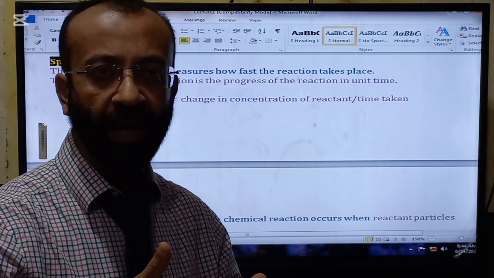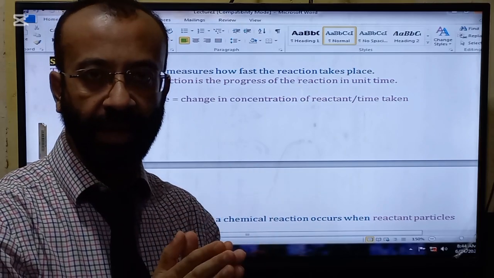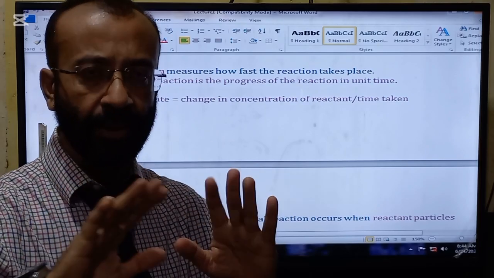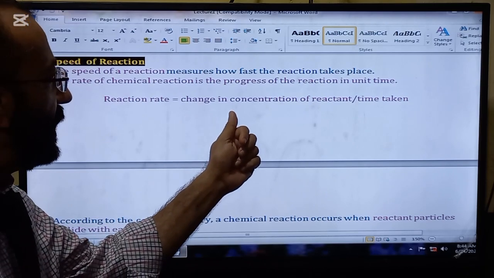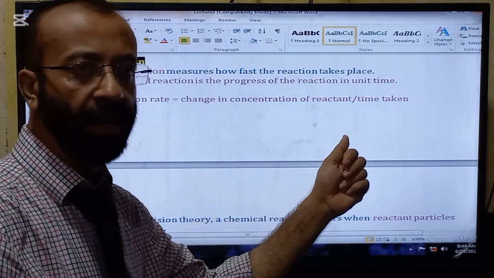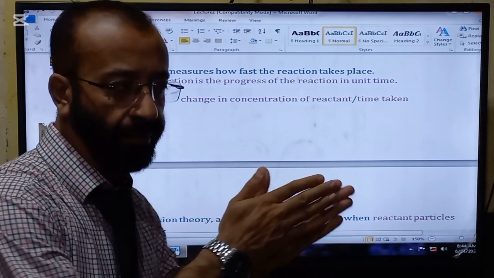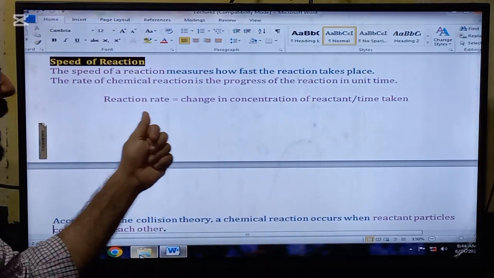As the chemical reaction proceeds, the concentration of the reactants gets lesser. So at any particular time, if we put the change in concentration of the reactants in the numerator, divided by the time taken to reach that state, it will give us the reaction rate.